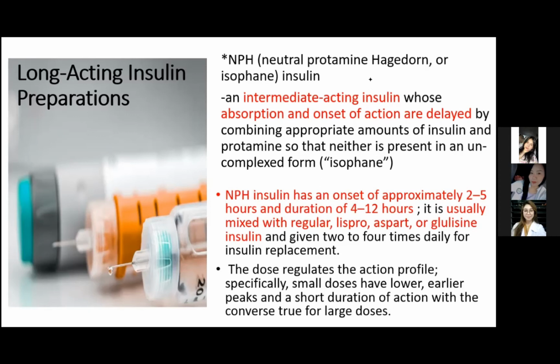So the NPH insulin has an onset of approximately 2 to 5 hours and a duration of 4 to 12 hours. It is usually mixed with regular, lispro, aspart, or glulisine insulin and given 2 to 4 times daily for insulin replacement.